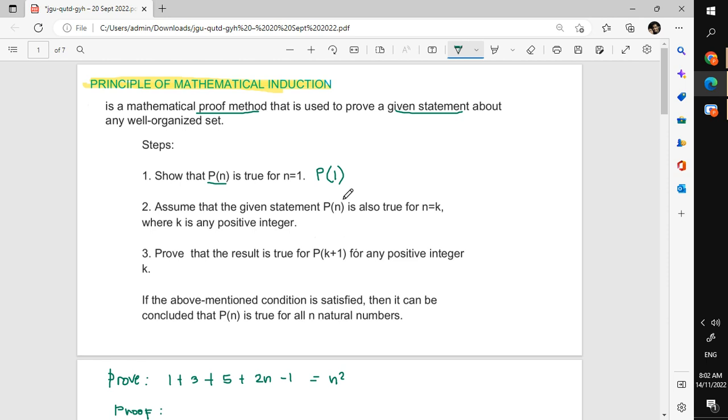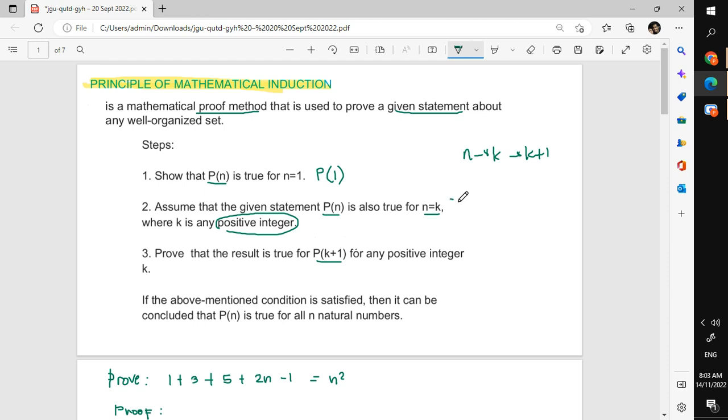Now, for step number two, we will assume that the given statement P of n is also true for n equal to k, where k is any positive integer. So all the variables n will be replaced by a variable k. After that, we will proceed to step number three, which is to prove that the result is also true for P of k plus 1 for any positive integer k. So, from a variable n to k plus 1.